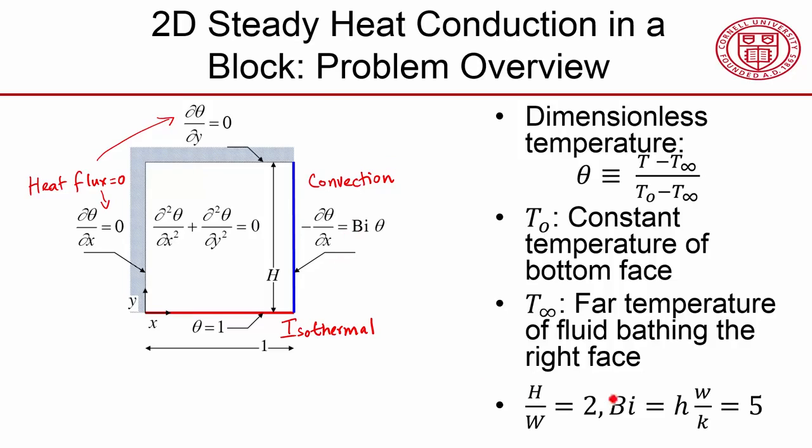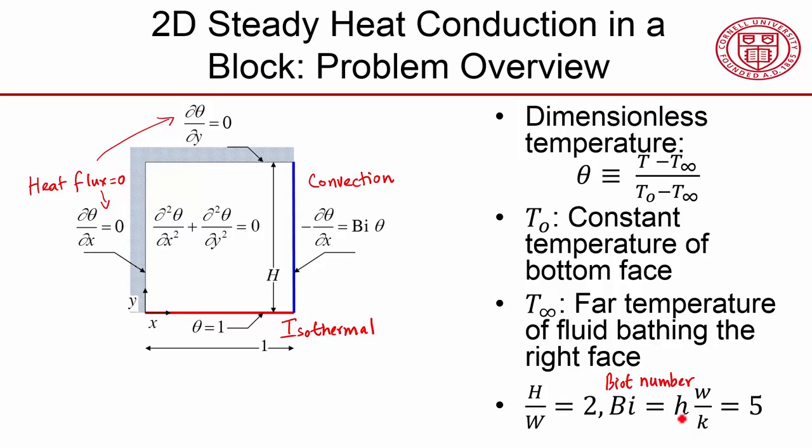And here Bi is the Biot number, so this gives you the aspect ratio, that the block is twice as high as wide, and this is called the Biot number, and it's a non-dimensional way to express the convection coefficient.